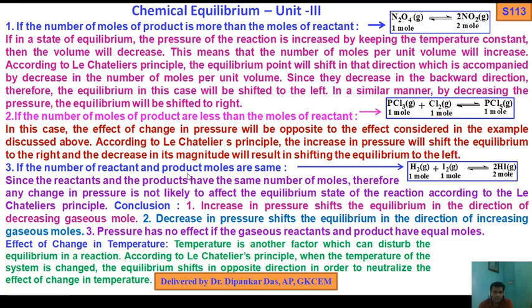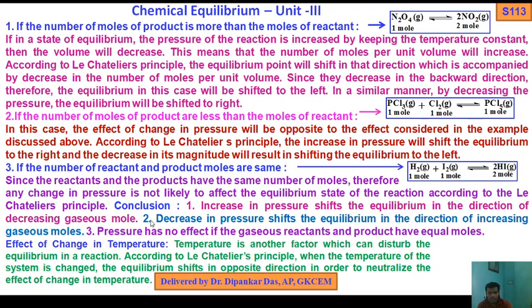If the number of moles of reactants and products is the same, H2 gas plus I2 gas gives 2 HI gas. Since the reactants and products have the same number of moles, any change in pressure is not likely to affect the equilibrium state of the reaction according to Le-Chatelier's principle.